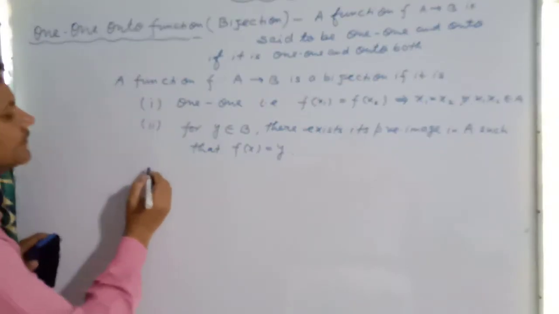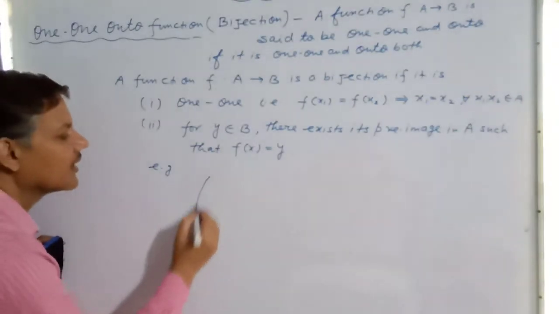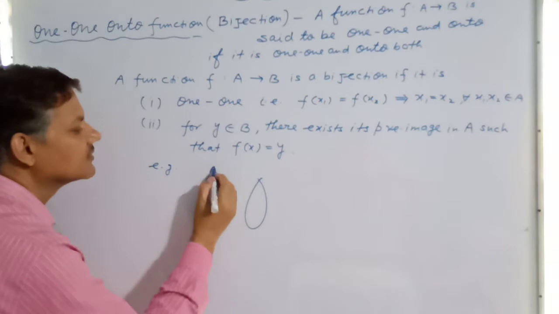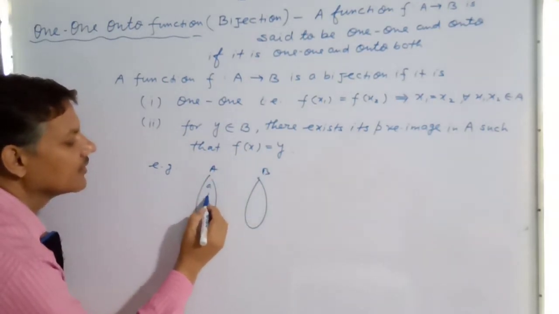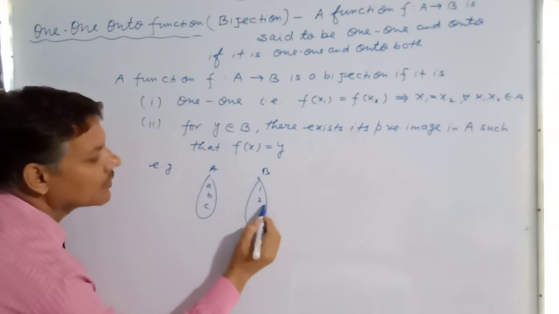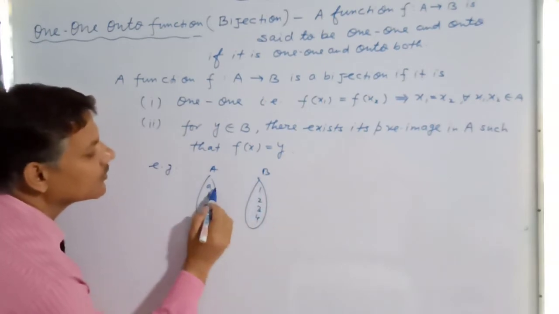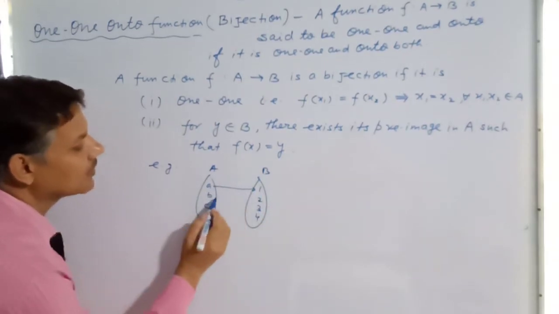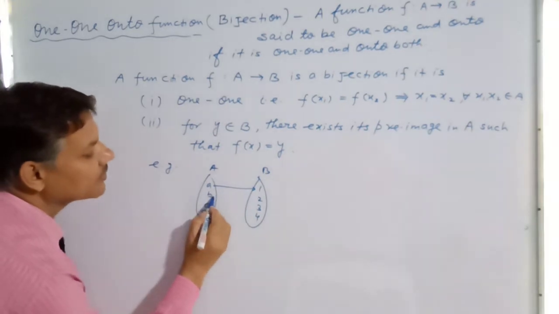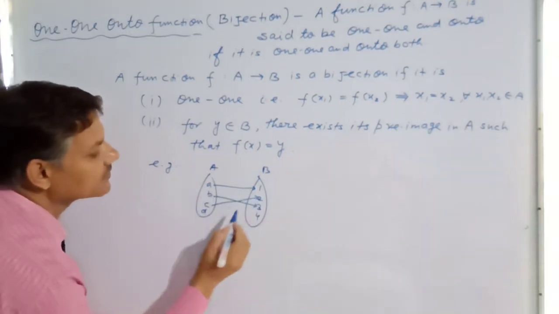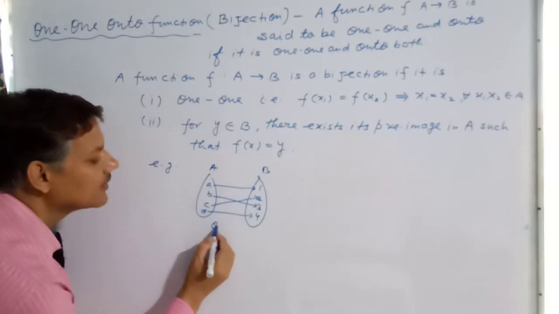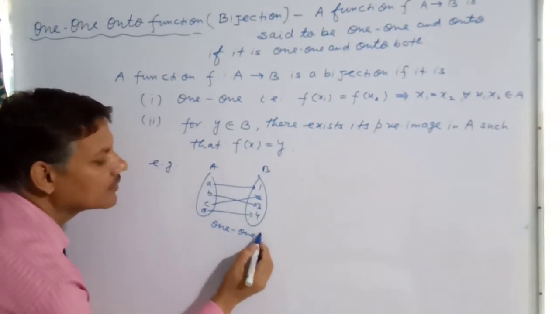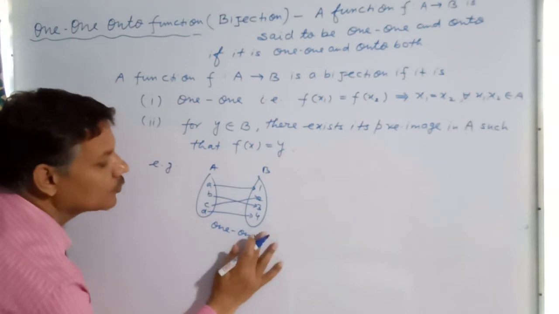For example, if I write this function, this is A and it is B. Here the function: A, B, C, D and 1, 2, 3, 4. The image of A is 1, B is 3, C is 2, D is 4. Yes, it is one-one and onto.